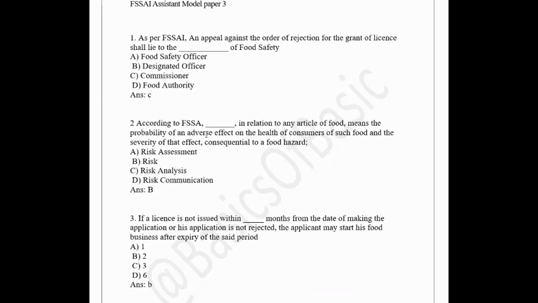The next question is, according to FSSA, in relation to any article of food, the probability of an adverse effect on the health of consumers of such food and the severity of the effect consequential to food hazard is dash. So what is the sentence which is depicting the option? We need to guess the answer which suits the fill in the blanks. Okay, so here it is risk.